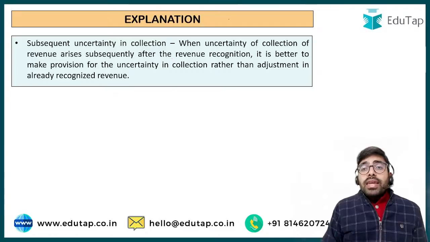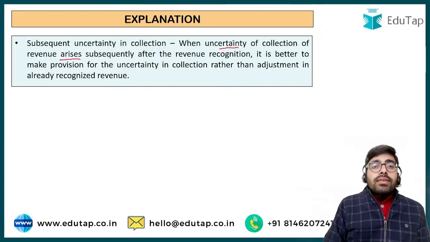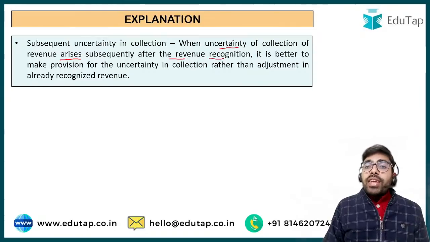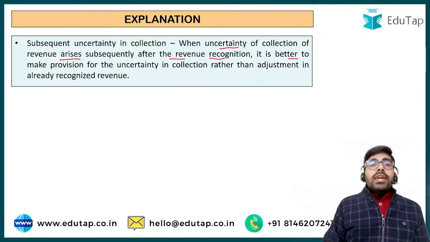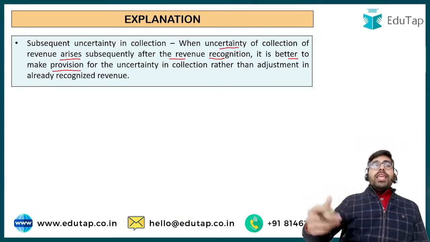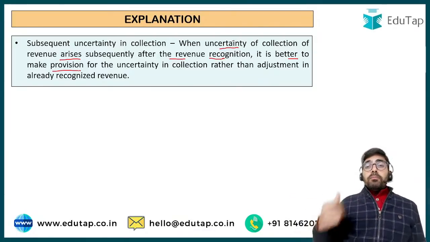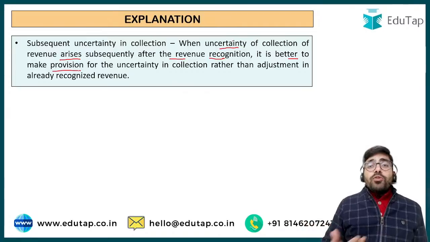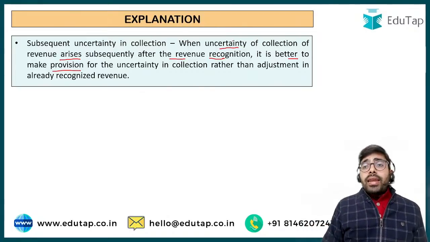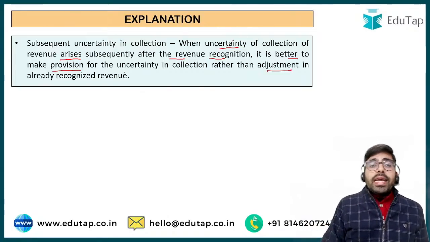So accounting standard says when uncertainty of the collection of revenue arises subsequently after the revenue recognition, it is better to make a provision. So आपने revenue recognize already कर लिया, and now uncertainty arises, you should make a provision rather than adjustment in the already recognized revenue.